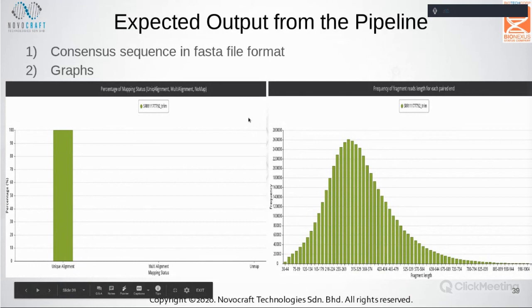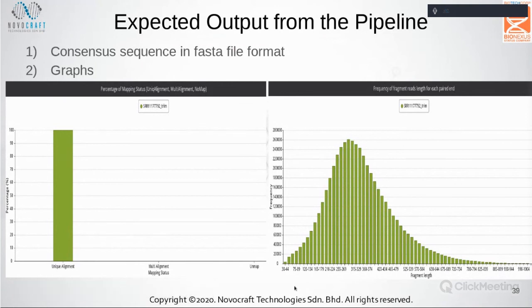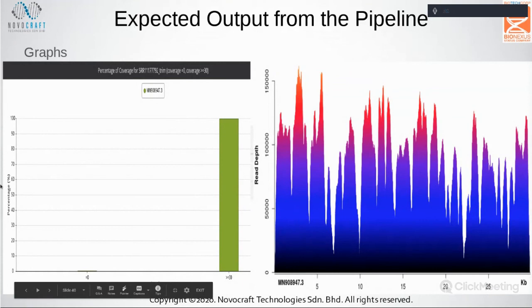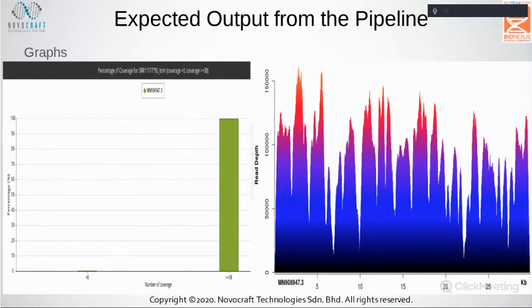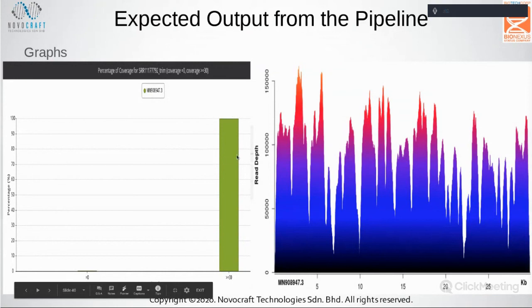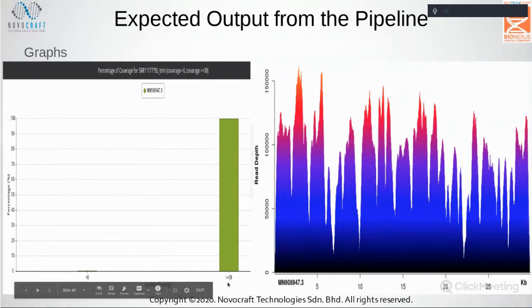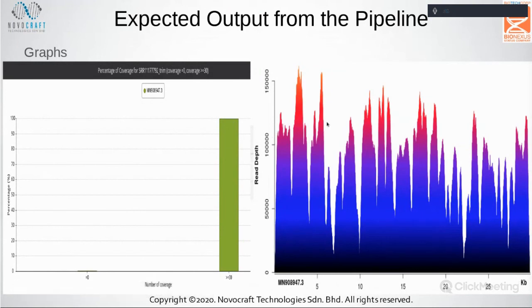The graph on the right shows the frequency of fragment read length for each paired-end read. This graph shows the percentage of coverage for the sample. In this case, we have close to 100% of the total reads where each of them has at least 30 coverage on the virus genome. The graph on the right shows the read depth for each genome position. We can see that there is high coverage of the reads on most parts of the genome.